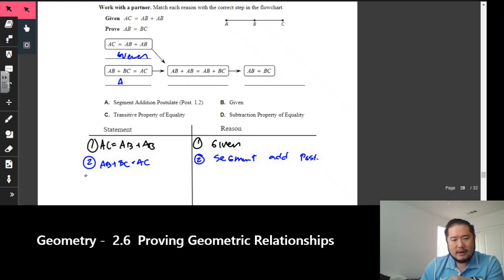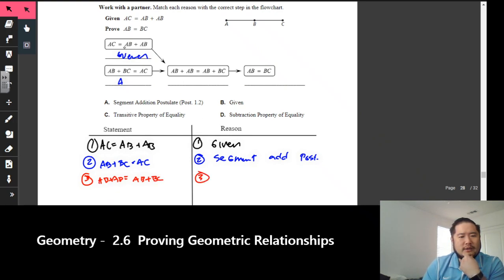So in statement 3 right here, they're saying that, look, AB plus AB is equal to AB plus BC. And how we could do that is, if I take a look at what was right here, we take a look at these two statements, and next thing you know, I see both of them share AC. So we could use one of two things. In this one, based off of the given choices, we're going to go ahead and use the transitive property of equality, we'll put transitive POE.